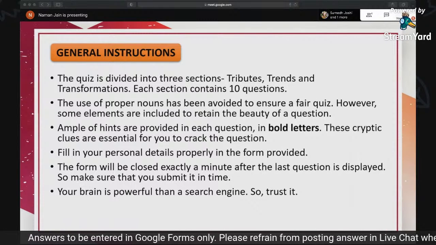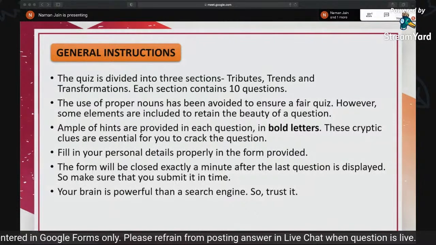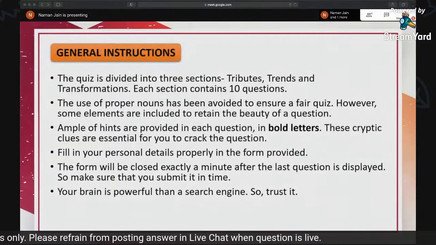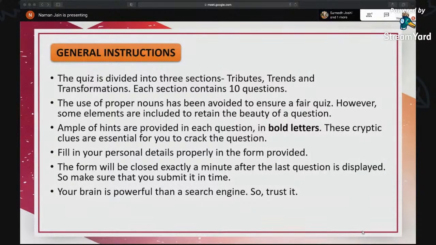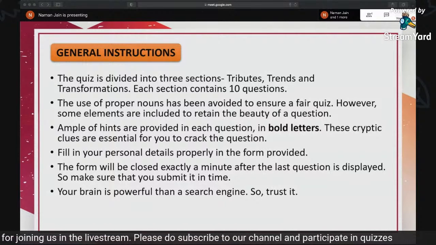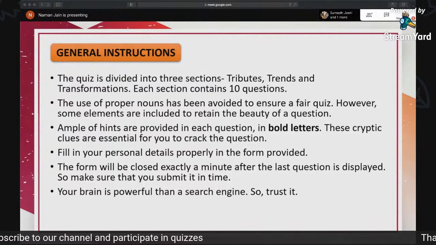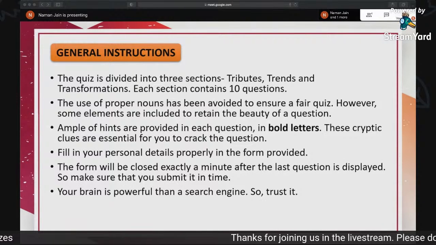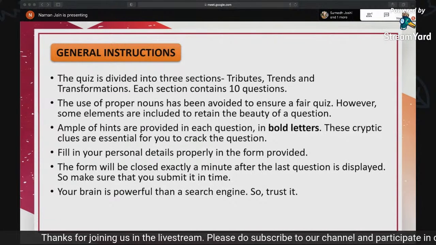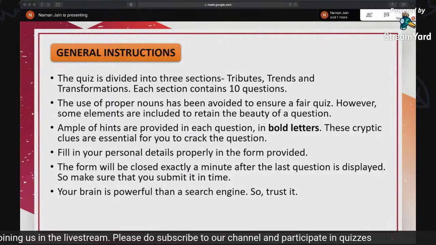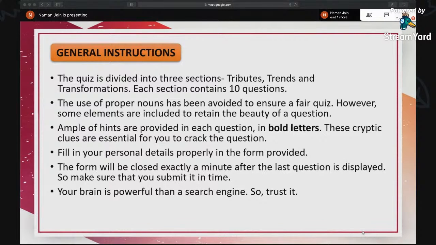We have provided the participants who registered for the quiz with the form link. So please fill in your personal details before you start the quiz: email ID, name, and your section, whether you are in college, open or school. We may be releasing the top 5 from open, top 3 from college, and top 3 from school at the end. The form will be closed exactly a minute after the last question is displayed. After I display the 30th question, which is the 10th in the transformations section, I will be closing the form.